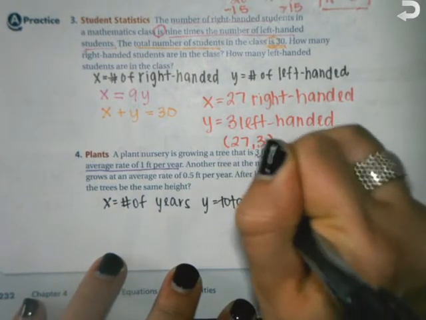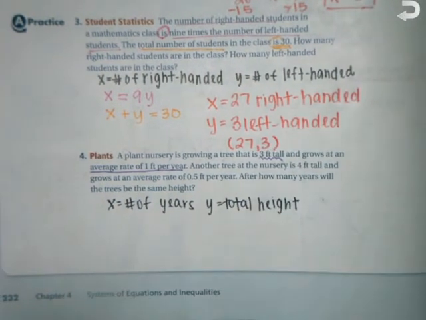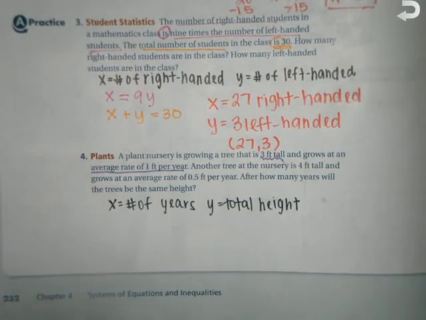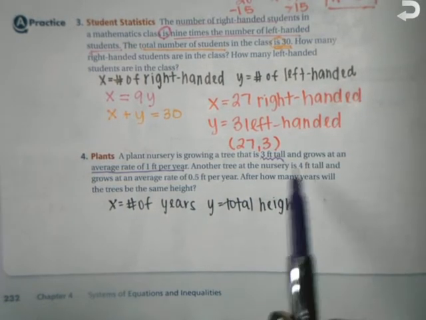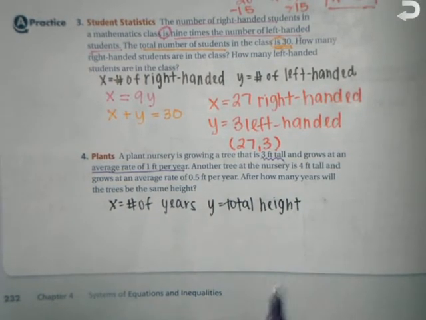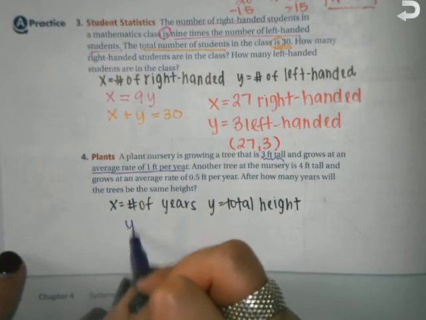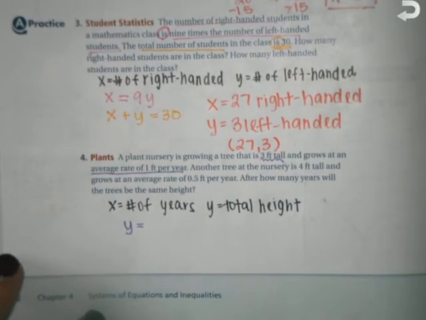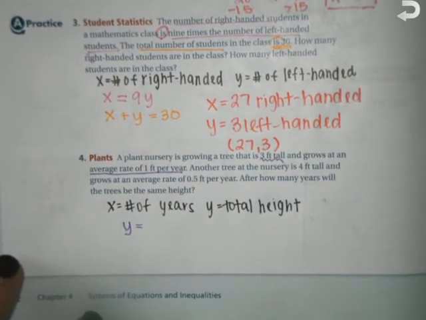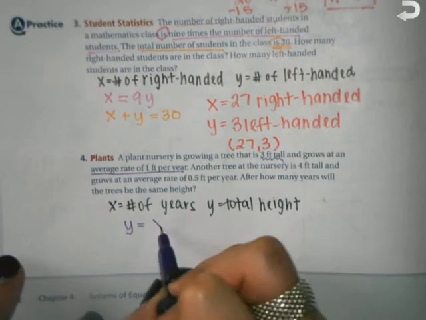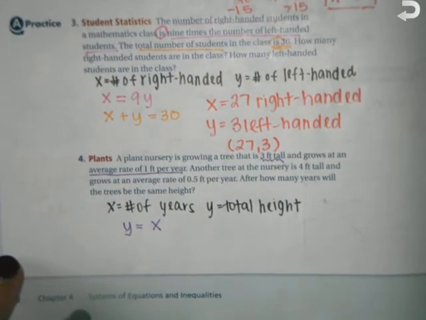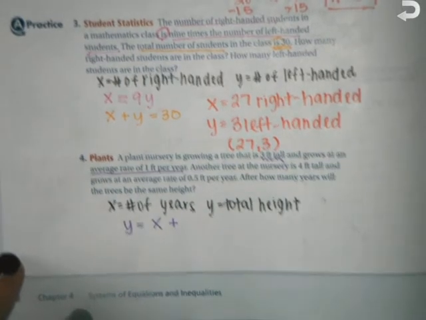Okay, so let's write a sentence for that first sentence. A plant nursery is growing a tree that is 3 feet tall and grows an average of 1 foot per year. So y equals, what is my rate of change? 1x. So can I write just x? Yes. Plus, what's the initial height? 3.